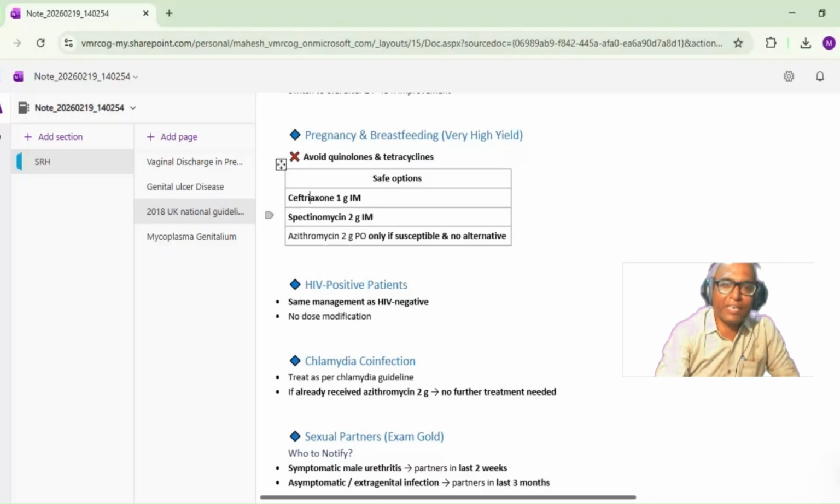Then the other option is spectinomycin 2 gram intramuscularly. And azithromycin 2 gram only if it is susceptible and there is no other alternative. So in pregnancy we have ceftriaxone, spectinomycin, and azithromycin. Ceftriaxone is the first choice, then spectinomycin, and then azithromycin 2 gram only if susceptible and there is no other alternative.